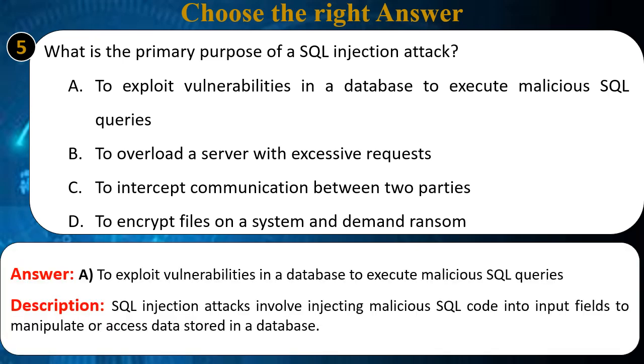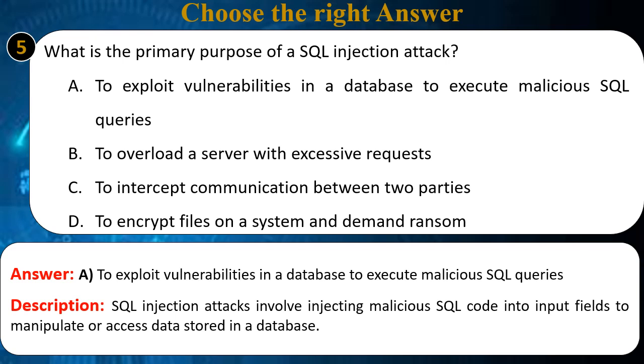The correct answer is A. To exploit vulnerabilities in a database to execute malicious SQL queries. Steps involved in how a SQL injection attack works. Seeking vulnerabilities. Attackers search for web applications or websites that don't properly validate user input before integrating it into SQL queries. Crafting malicious queries. They create carefully constructed SQL code, often disguised as ordinary user input, to exploit these vulnerabilities. Injection of malicious code. The attacker submits this code through forms, URLs, or other input fields. Unknowing execution. The vulnerable application unintentionally executes the attacker's code as part of a database query.